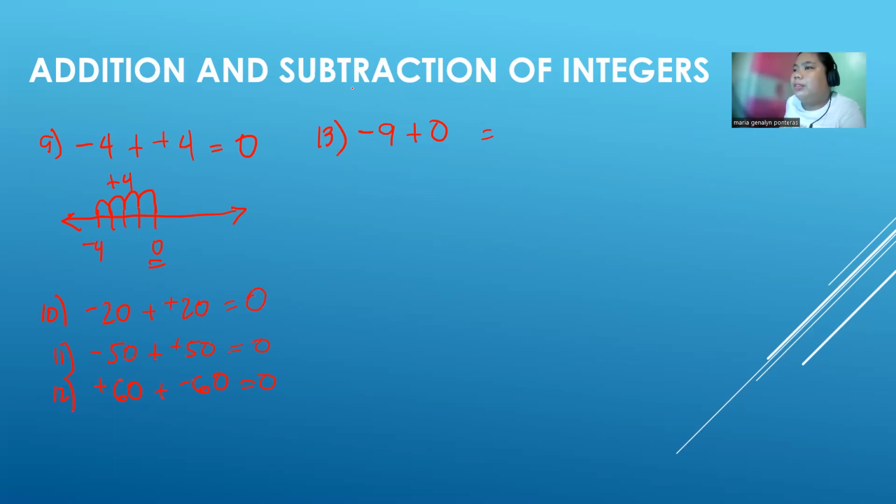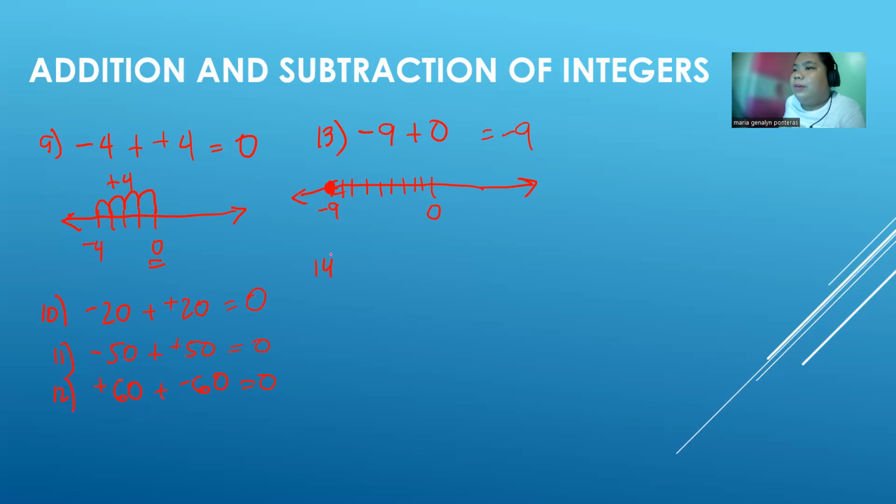Wala siyang sign. Ayan. Okay. So kung negative 9 yan, it means start ka sa negative 9. 1, 2, 3, 4, 5, 6, 7, 8, 9. Negative 9. 2, 4, 6, 8. Negative 9. So it's just negative 9. No movement. Wala tayong movement. So this is just negative 9.